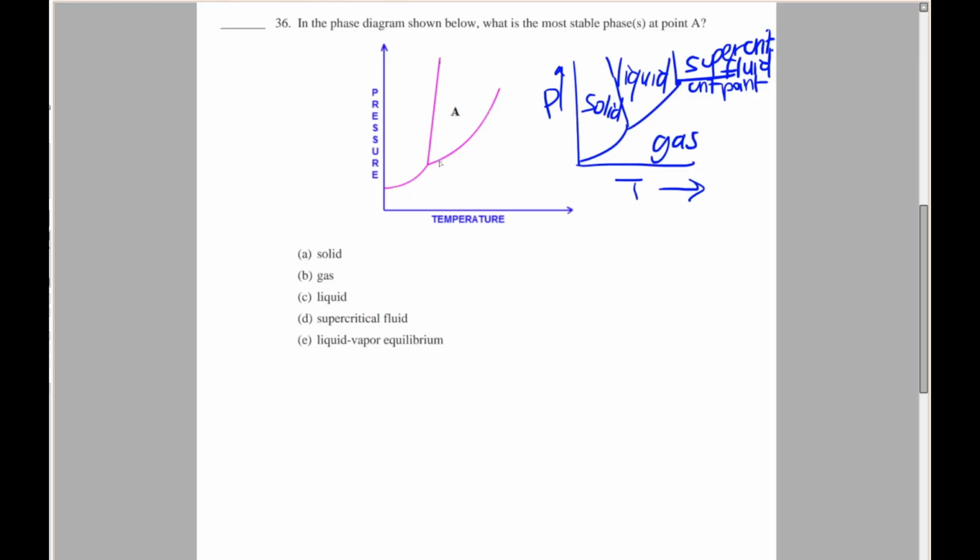But anyways, as you can see here, A is pretty comfortably sitting in the liquid position, so this answer will be C, liquid. If it was liquid vapor equilibrium, it would be somewhere along this line, because as you can see, this line is where the liquid and the gas sort of overlap or intersect, and we don't see that. And we also don't see A being somewhere like here, which would indicate something like a supercritical fluid. And obviously it can't be solid or gas, so yeah, it's liquid.